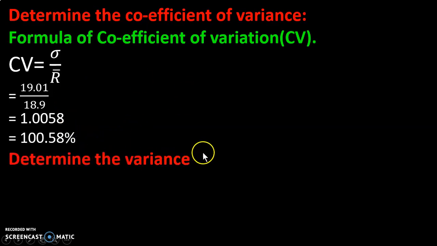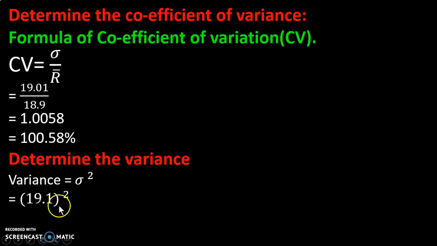And variance is also calculated. Variance equals sigma square. Here sigma equals 19.01, squared, which equals 361.38%.